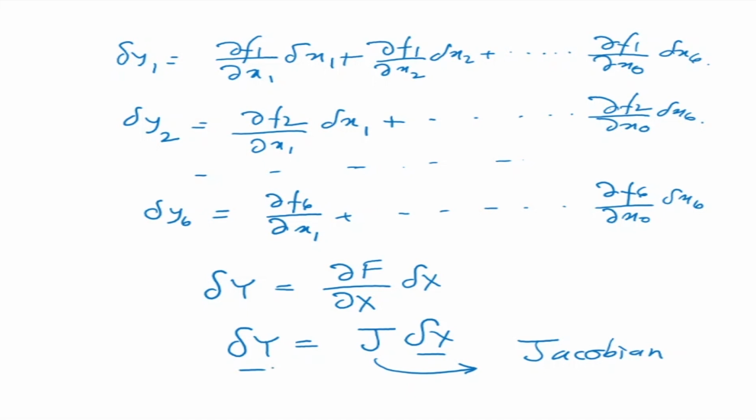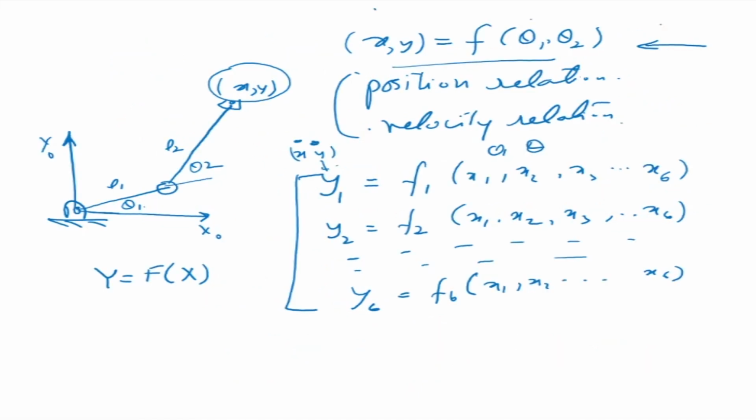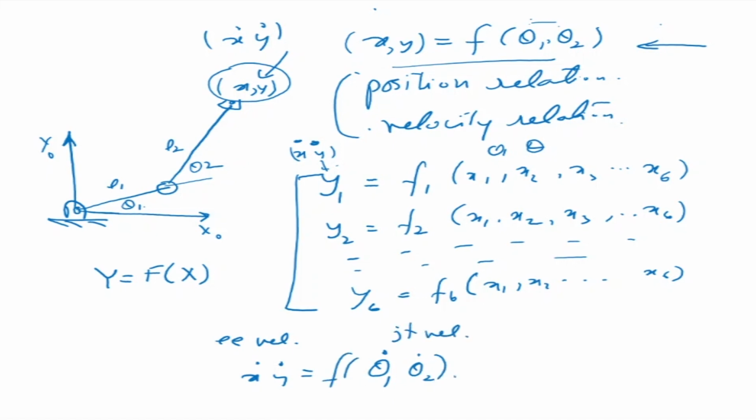Now what are we interested in? We are interested in the end effector velocity and the joint velocity, right? So I want x dot and y dot, and x and y are functions of theta 1, theta 2, theta 3 and so on. So I take partial derivatives with respect to theta 1, then theta 2, then theta 3. In this case only theta 1 and theta 2, such that I get the relation between x dot, y dot and theta 1 dot and theta 2 dot. This is my end effector velocity and this is my joint velocity. This is the Jacobian that will come in here.